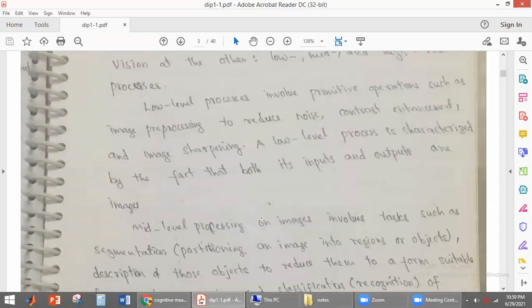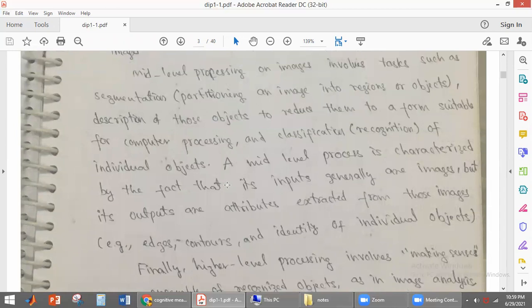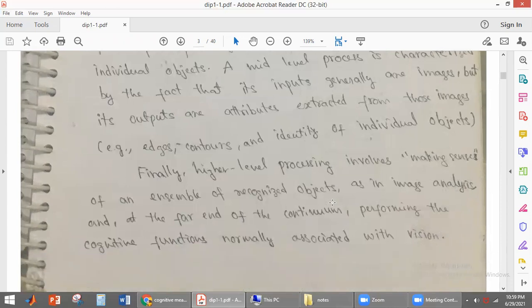Okay, so in low-level processing, both input and output are images, whereas in middle-level processing, the input is images and the output is attributes of images, that is, edges, contours, and identification of individual objects. All of this is called attributes of the images. And in high-level processing, the input will be images, and the output will be that the system is able to think by itself. It is able to take decisions from the images it gets as inputs. That is called high-level processing.